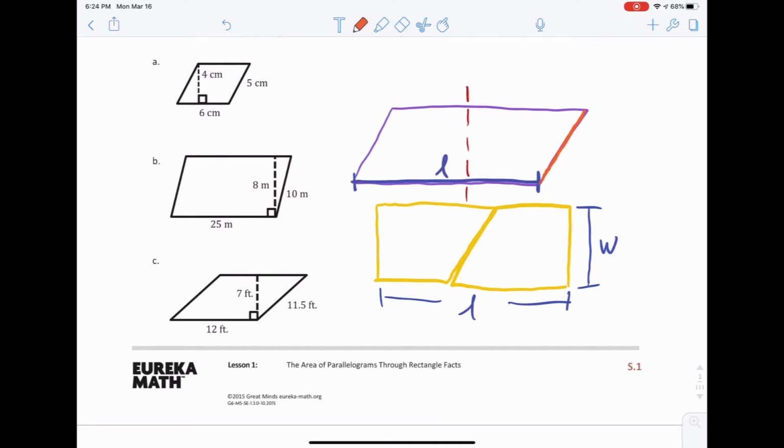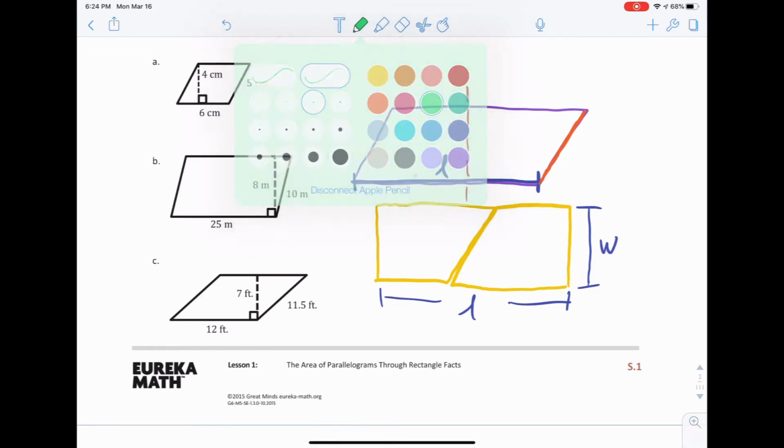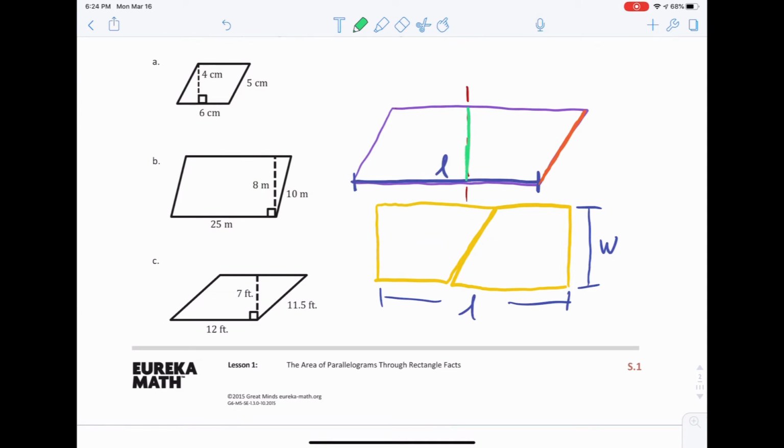I don't want to measure this as the height or the width or whatever measure of the parallelogram. I want to call this straight up and down the height of a parallelogram. This is the height. That's how tall it is. If it's standing on its feet, that's how tall it is. So if I'm multiplying the length and the width, sometimes you call it the base and the height. That's how I'm going to find the area of a parallelogram.